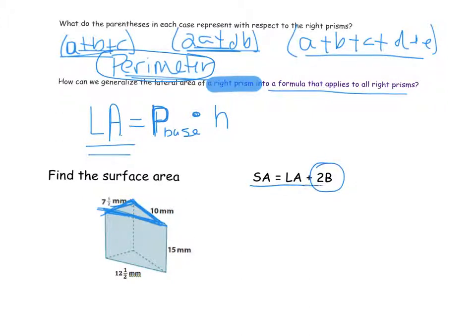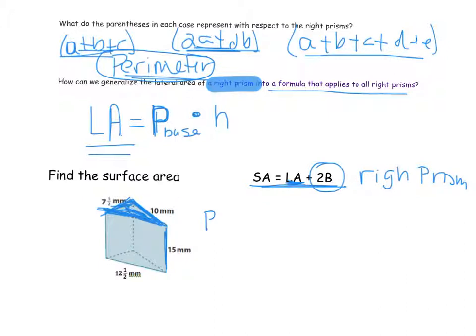So here is the formula for surface area of right prisms. We are going to find our lateral area first, which is just adding up the perimeter, multiplying it by the height, and then we're going to find the area of the two bases and add it on. So I'm going to find my perimeter first.